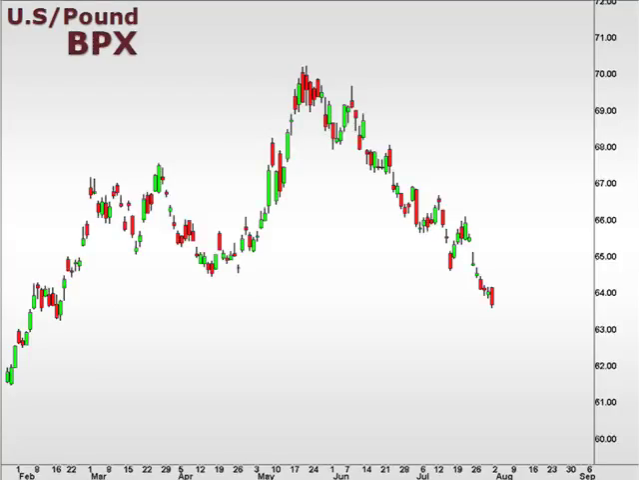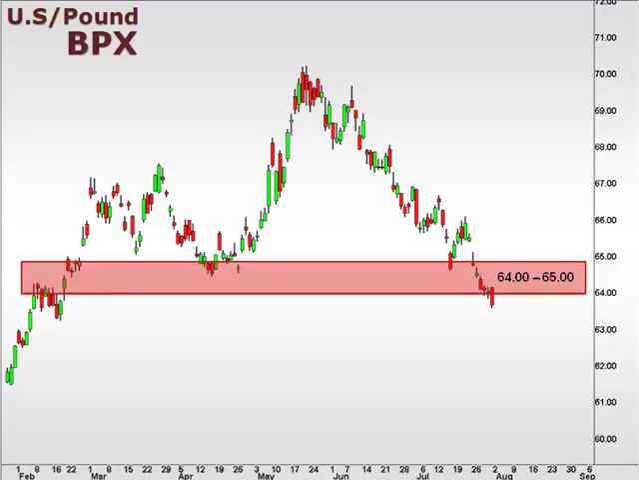Next up, the BPX, the U.S. versus the British pound. Well, the BPX broke below a major support level established several months ago, opening the window for a move towards 62. Consolidation back into the 64-65 focal zone opens the window for a possible retracement towards 66.